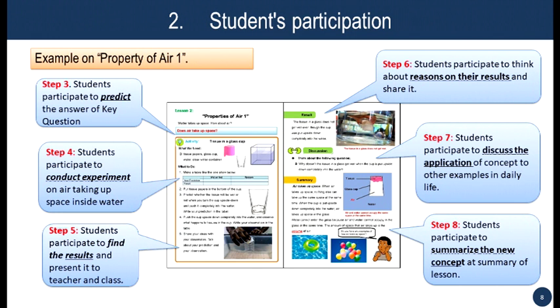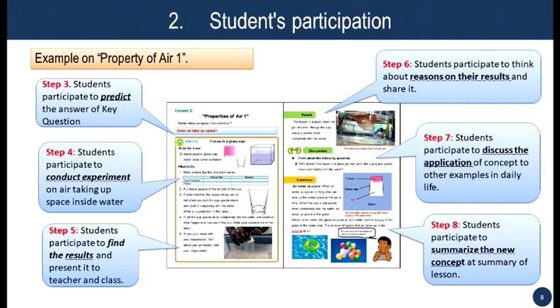Students also participate in step 5 to find the result and present it to their teacher and the class. In step 6, students participate to think about reasons about the results and share it with their peers. In step 7, students participate in a discussion about the application of the concept to other examples in daily lives.